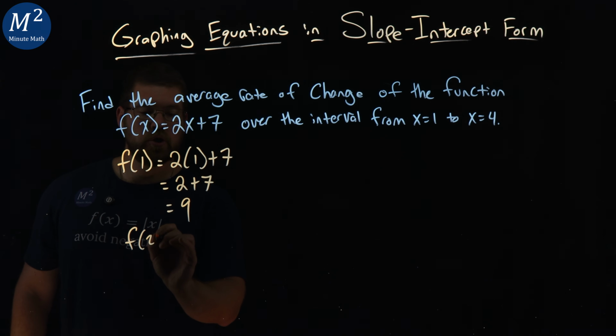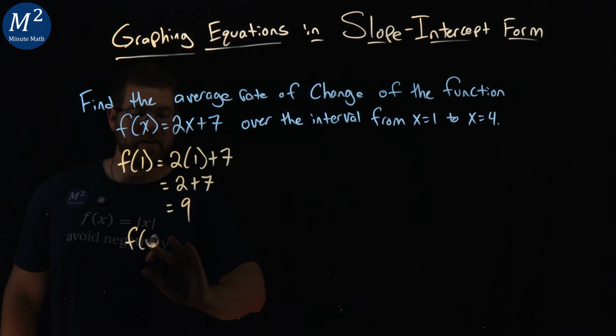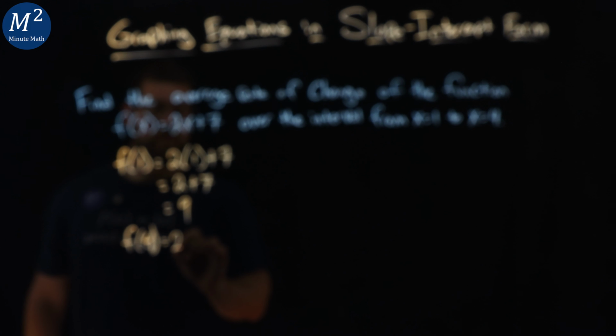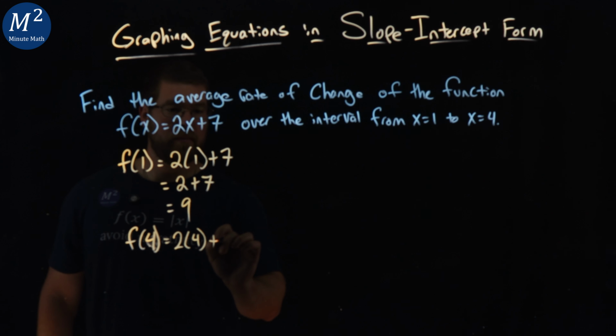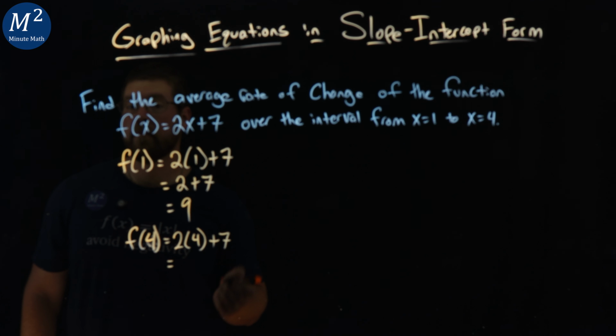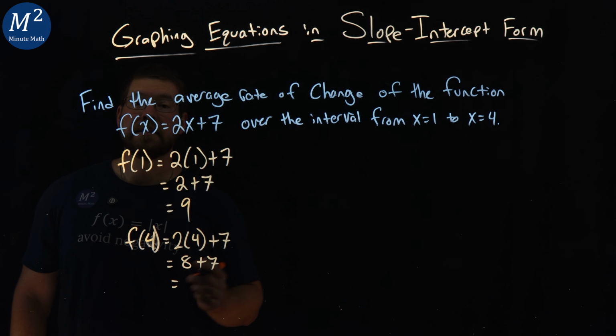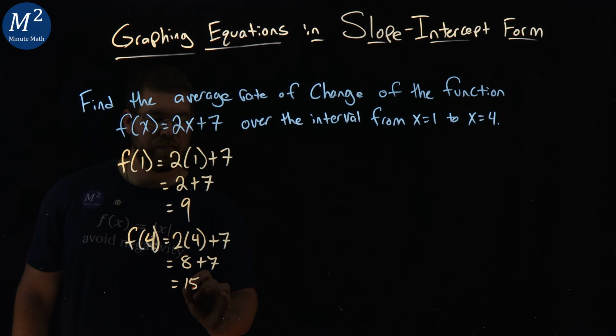f of 4 was the next one here. And we put that into our equation. We have 2 times 4 plus 7. 2 times 4 is an 8. We add a 7 to that, and 8 plus 7 is a 15.